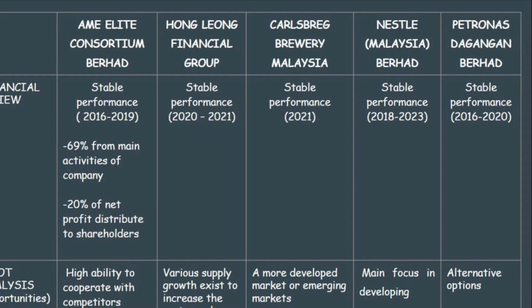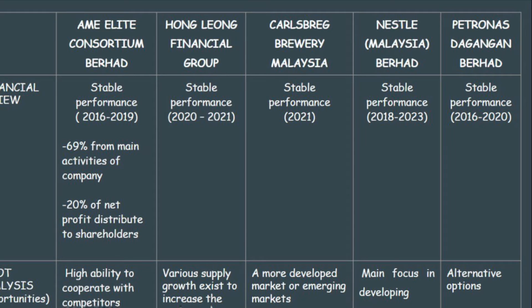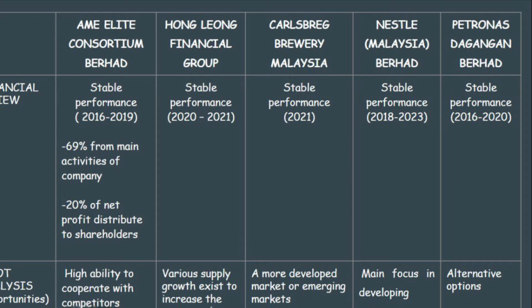The next is the financial review for Hong Leong Financial Group and Carlsberg Brewery Malaysia. In general, the analysis of the financial performance of these two companies is between 2020 and 2021. As we all know, these two years were challenging years with the pandemic that hit us, which is COVID-19, where it affected the situation of our country's economic sector.